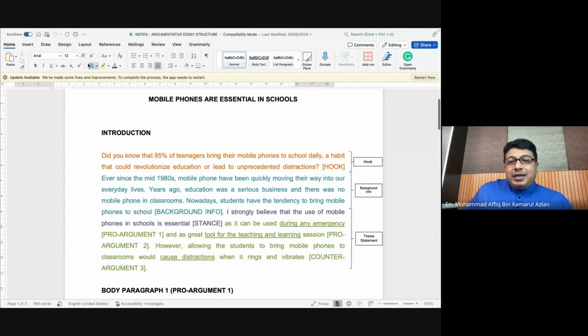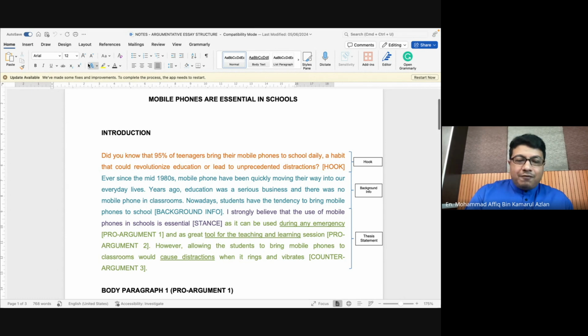As it can be used during any emergency. So why is it essential? Why do you agree? Point number one, because you can use it during any emergency at school. So this is point number one. Point number one will be paragraph one, will be explained in paragraph one. And then point number two, and as a great tool, why is it essential? Because you can use it as a great tool for teaching and learning session.